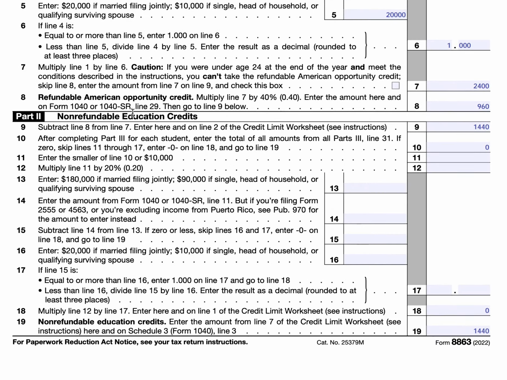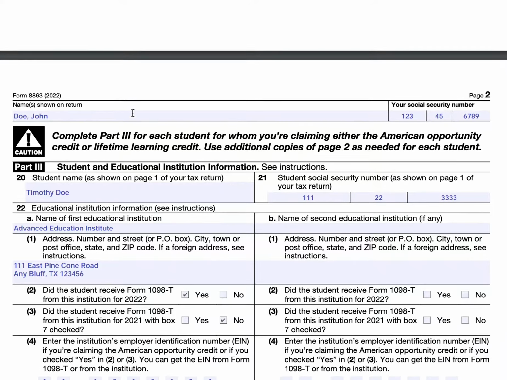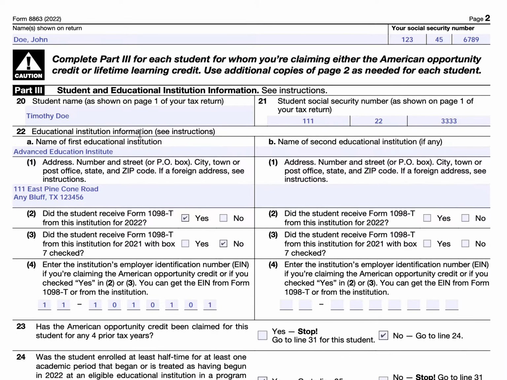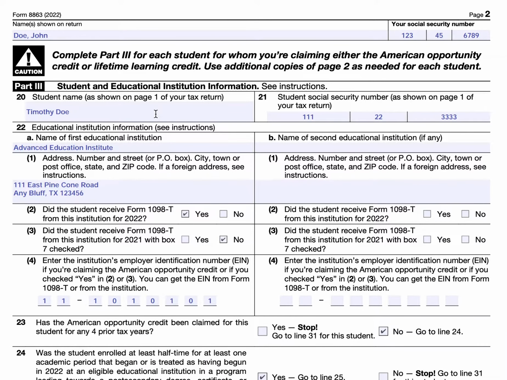So let's go down to part one, and we'll walk through this part of the form. In block 20, we put our hero's son's name, Timothy Doe, and social security number, and it's important to make sure that everything's lining up. So the student name as shown on the tax return and social security number ideally match all of your paperwork on file with the college, because you'll be receiving a Form 1098 for tuition that was paid.